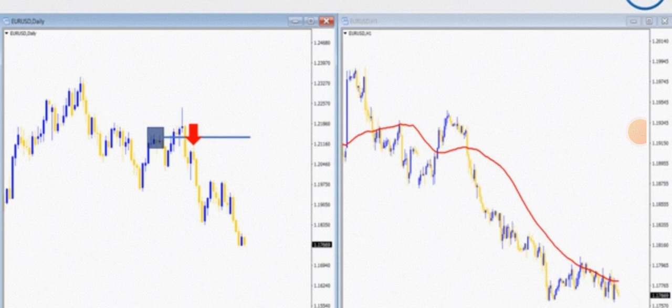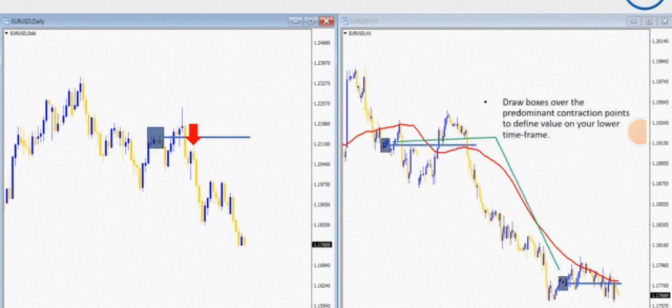In this case, we have the 1-hour chart. You want to find the most predominant contraction points as they develop. And then you want to draw boxes over those contraction points to define value on the lower time frame.